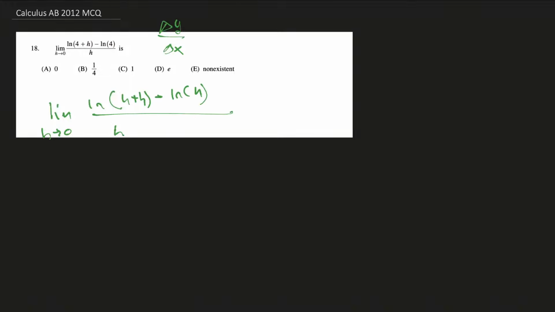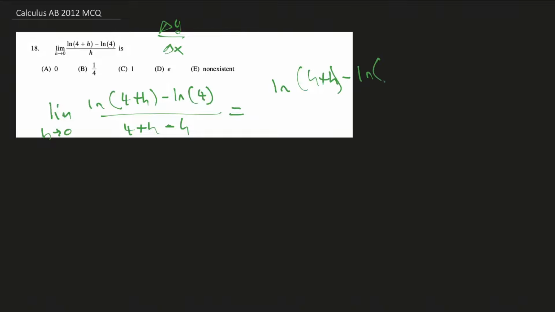h. These h's and 4's are terrible, sorry. So here you have ln of 4 plus h minus ln of 4 over h, which is 4 plus h minus 4. So this is delta x at the bottom. And this tells us ln of 4 plus h minus ln of 4 over h.